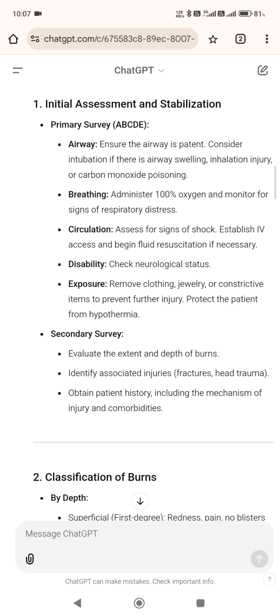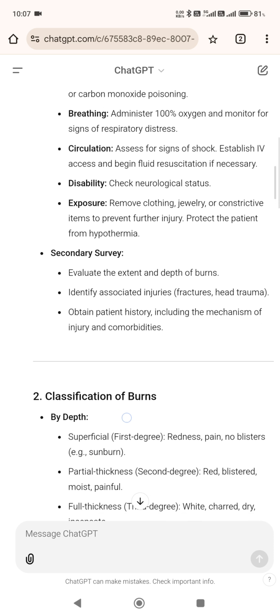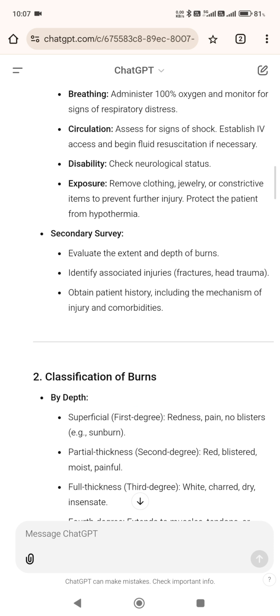1. Initial assessment and stabilization. Primary survey ABCDE. Airway: ensure the airway is patent. Consider intubation if there is airway swelling, inhalation injury, or carbon monoxide poisoning. Breathing: administer 100% oxygen and monitor for signs of respiratory distress. Circulation: assess for signs of shock. Establish IV access and begin fluid resuscitation if necessary.